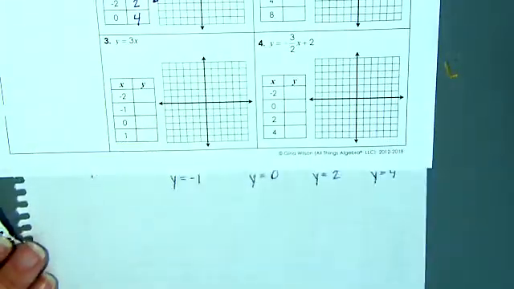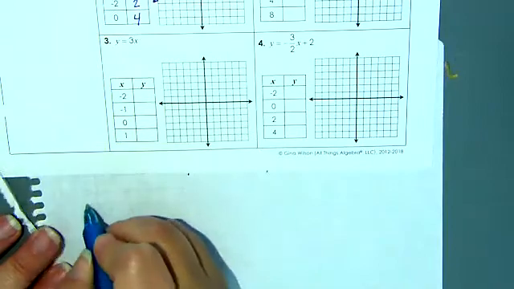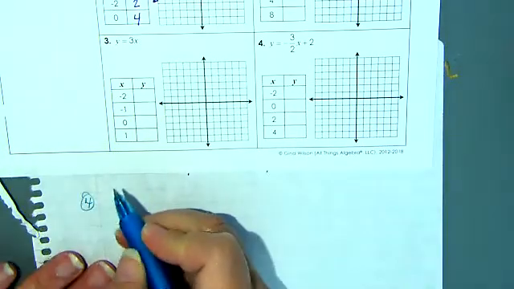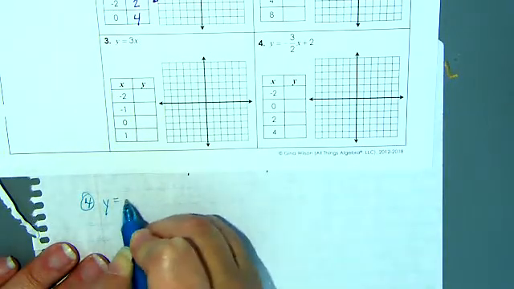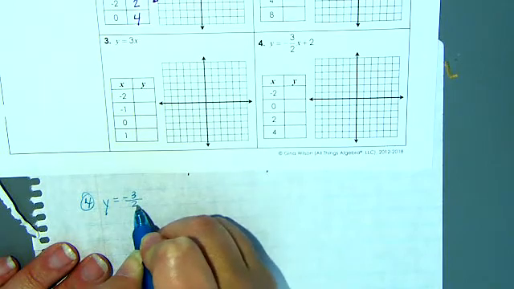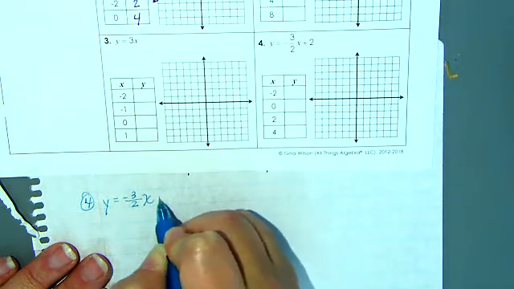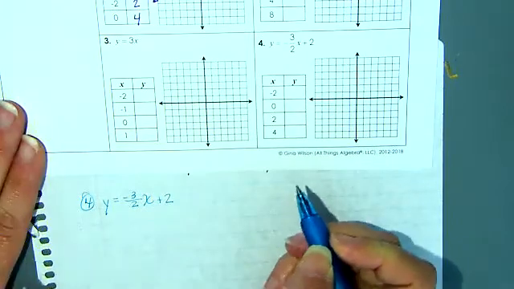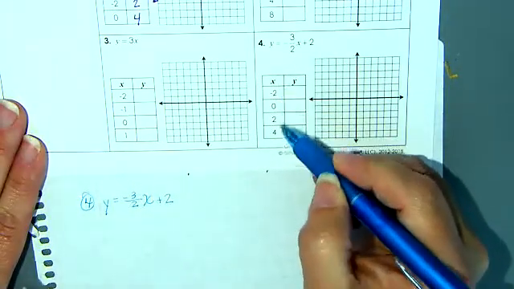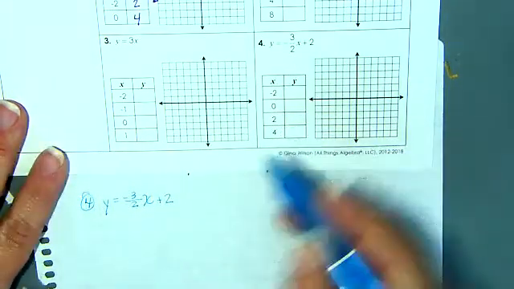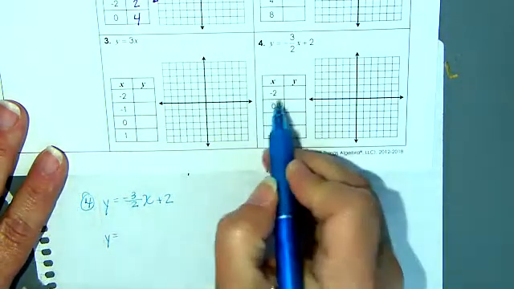So on my work, here's number 4, and I'll write my equation. y equals -3/2 x plus 2. And I'm plugging these x values into the equation. So I'm going to have y equals, and I'm plugging in -2.